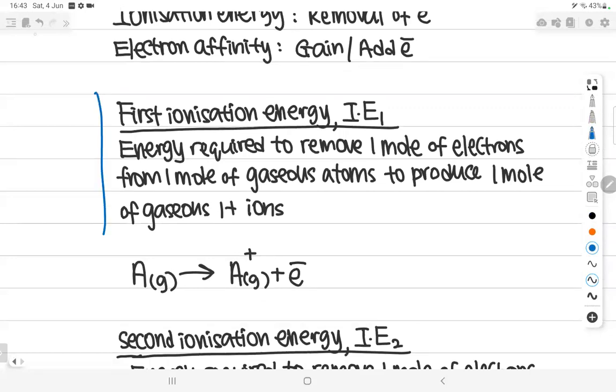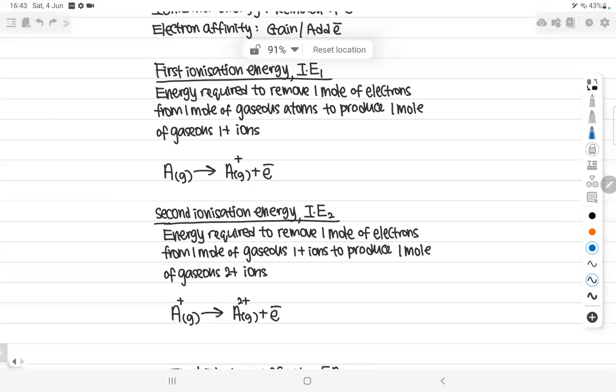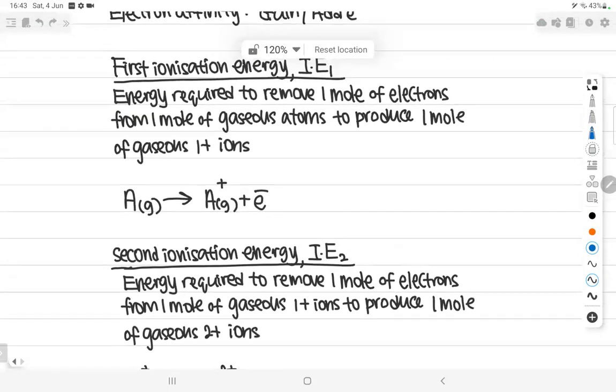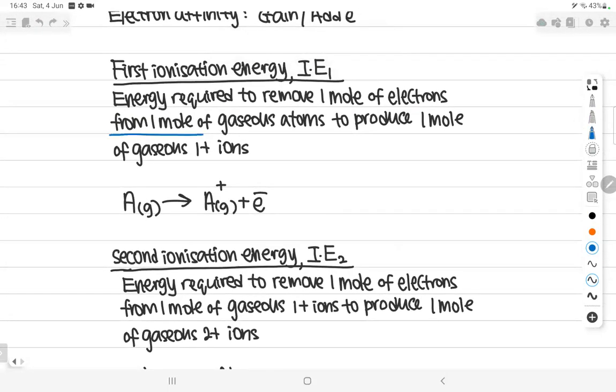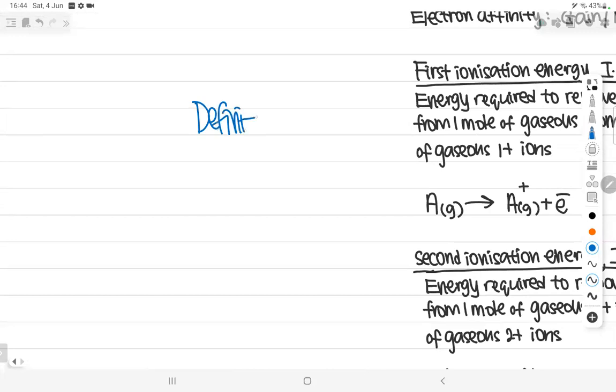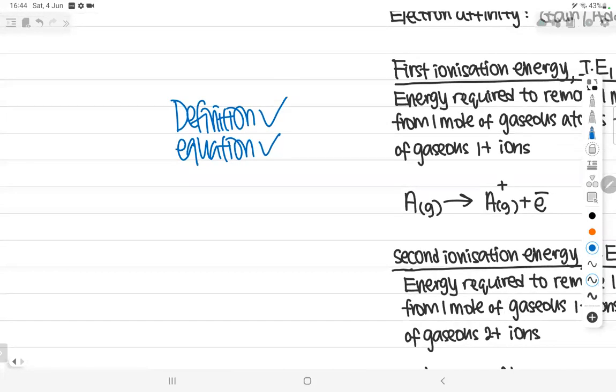First ionization energy and second ionization energy, you learned this back in AS. First ionization energy is the energy required to remove 1 mole of electrons from 1 mole of gas atoms, so that in the end you are producing 1 mole of gaseous ions. So what is the charge? It must match: first, the charge will be 1+. So this is the equation. You must be able to write the definition for the first ionization energy, and you also need to write the equation. There are two important skills you must know: how to write the definition, and how to write the equation. You need to know both.